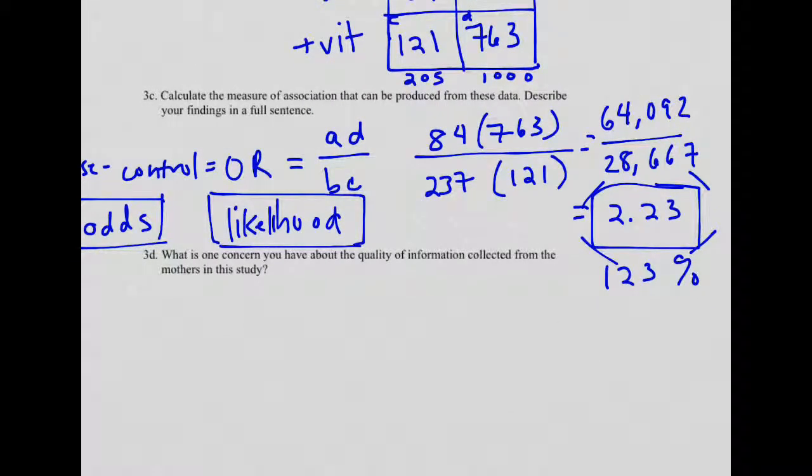And then, what is one concern you have about the quality of information collected from the mothers in this study? So there's certainly a lot of concerns that we have about measuring diet. Retrospectively, people are terrible about reporting their diets. What I was trying to get at in this question was recall bias, right? So that should always come to your mind. You have a case control study. You have asked the cases and the controls to report on their exposure history. Recall bias is always a concern when you don't have an objective measure of exposure.